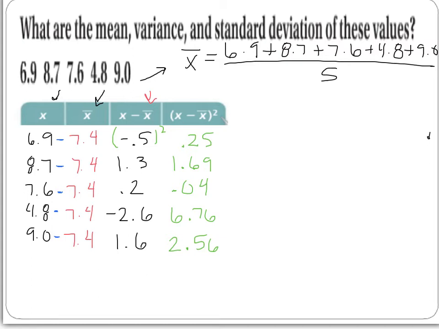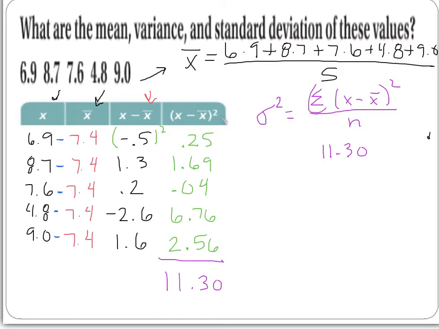Now, if you remember, to figure out the variance, that would be the sigma squared, we take the sum. That symbol is the sum of your x minus your mean, squared, divided by how many numbers you actually have. So in this case, if I add up all of these numbers right here, I would get 11.30. So my sum would be 11.30. Again, this symbol right here says sum, divided by how many numbers I have, which is 5. So if I figure that out, my variance is going to be 2.26. Again, that's equal to my variance, my sigma squared.